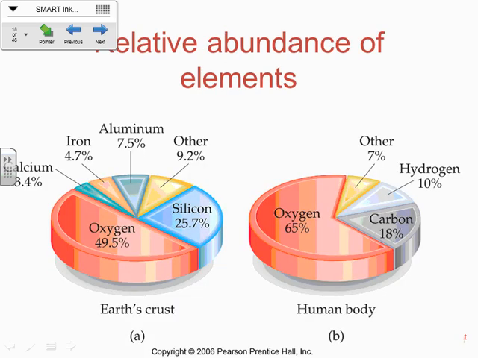Okay, relative abundance of the elements, just in case you're interested. In the Earth's crust, a lot of it is oxygen and silicon, and then you've got some other things in there like calcium, iron, aluminum, and then everything else. In our bodies, about 65% is oxygen, about 18% is carbon, 10% is hydrogen. And when we talk about organic molecules and organic chemistry, you're going to see that most of the time organic chemistry involves carbon, hydrogen, and oxygen, because that's what's in living things.